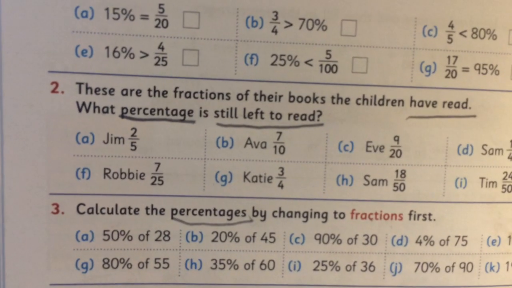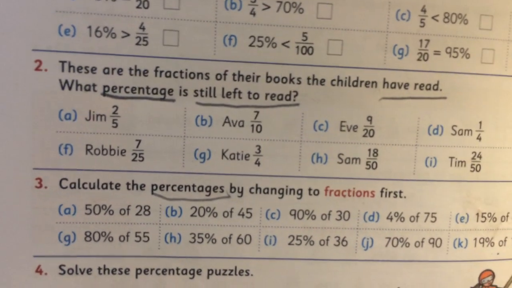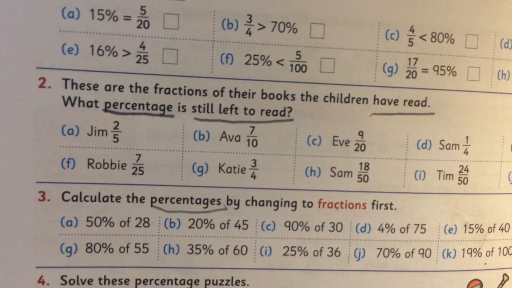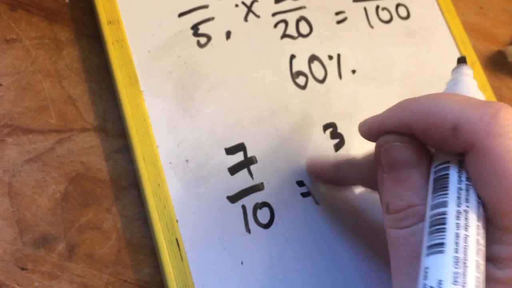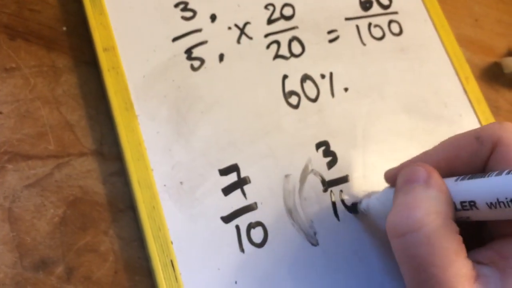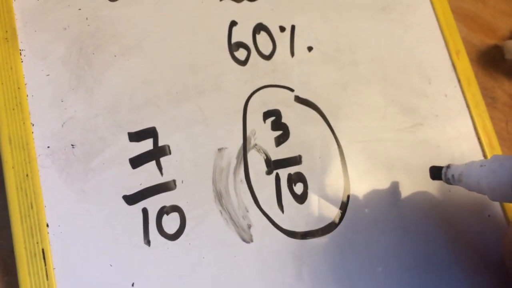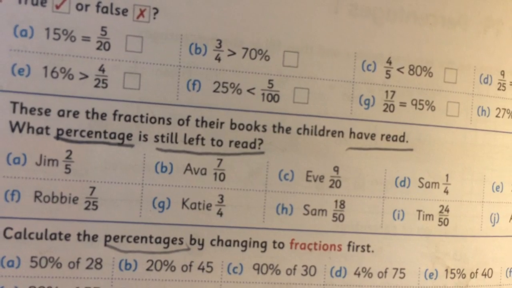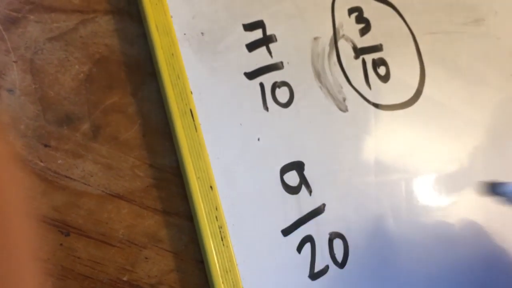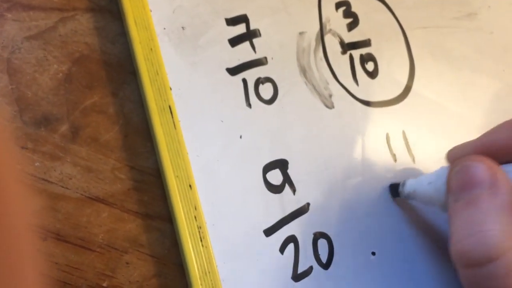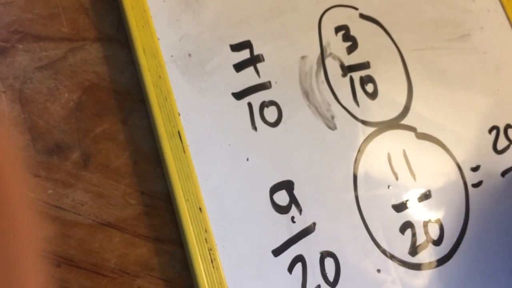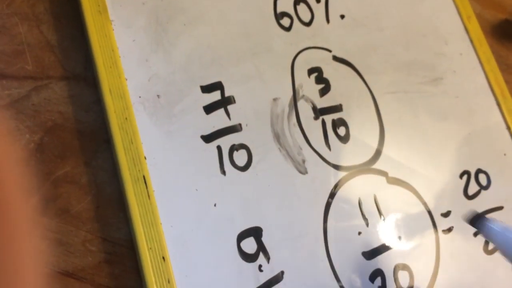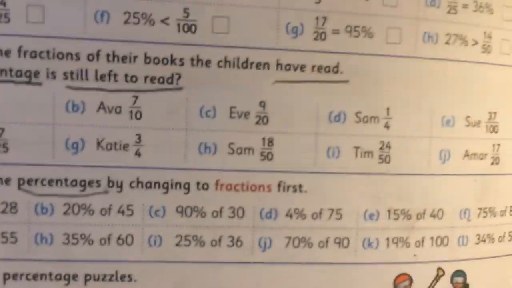Okay, the next one, let's look at Ava. I'm just going to talk you through, again, are you looking for 7/10 for Ava, or are you looking for what? So she has read 7/10, so that would mean she has 3/10 left. 3/10 left to read. So this is in fact the number that you're finding the percentage for. Eve is the same. She is 9 over 20 read. So out of 20 then, how much has she left? She has in fact 11 over 20 to read, because 9 plus 11 equals 20. Both of them together would be 20 over 20. Okay, do you understand? That's how much she has left. So that's the number you're finding out. Just be aware of that as you're going through that sum.